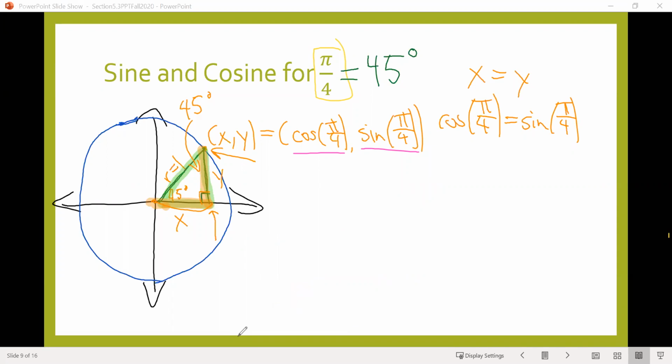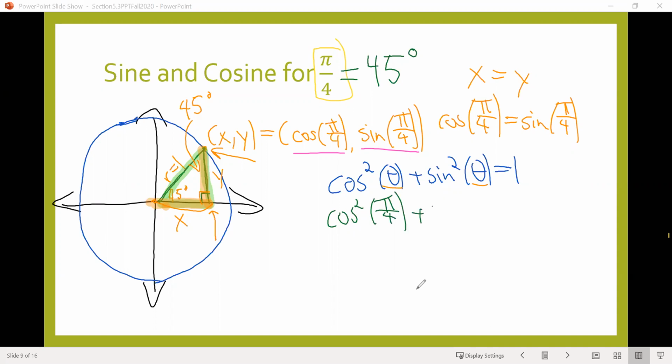All right, this is where this starts to get fun now. I'm going to go back to our Pythagorean identity. So remember, the cosine squared of theta plus sine squared of theta equals 1. And so what we're going to do is, since we're dealing with a 45-degree angle or an angle of pi over 4 radians, we're going to plug that in here. So this will become cosine squared of pi over 4 plus sine squared of pi over 4 equals 1.